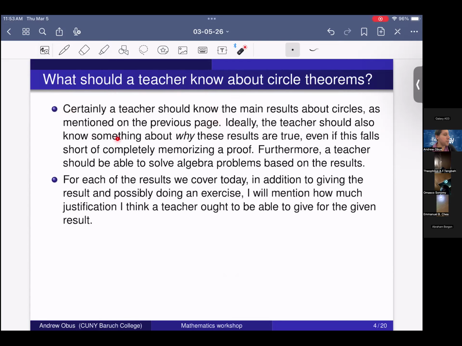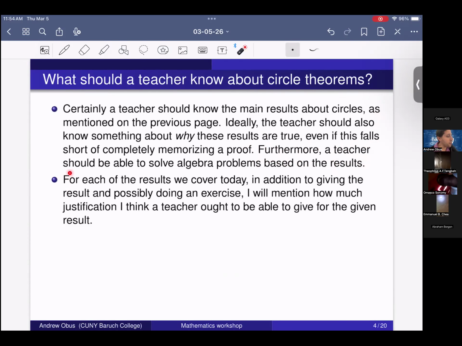Ideally, the teacher should also know something about why these results are true. I'm not saying that every teacher should have a perfect proof immediately memorized and ready to go, but there should be some intuition at the very least about why these results are true. So not necessarily a full proof, but it also shouldn't be complete magic. It's better if you have some clue about what makes these results true. And when there are problems based on these results that involve some algebra, a teacher should be able to solve these types of problems. This is maybe reminiscent of what we talked about in the fall. So they should be able to solve these problems.